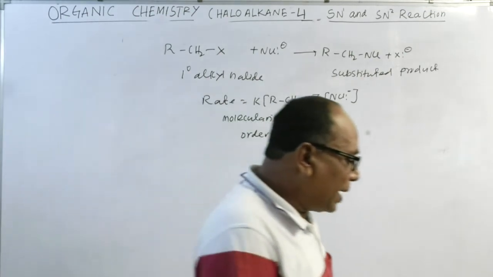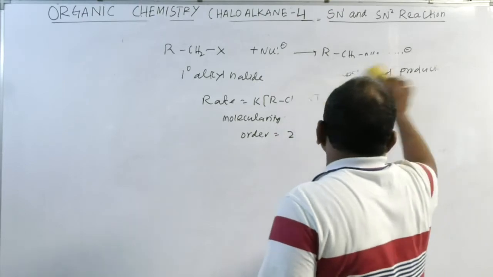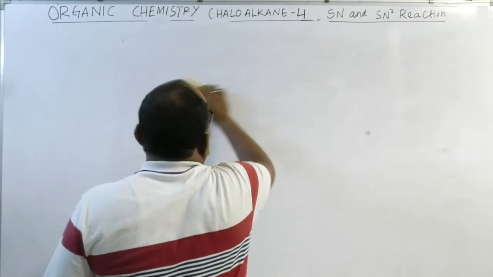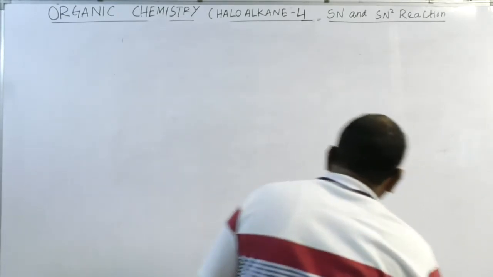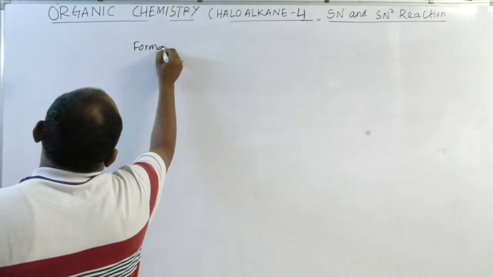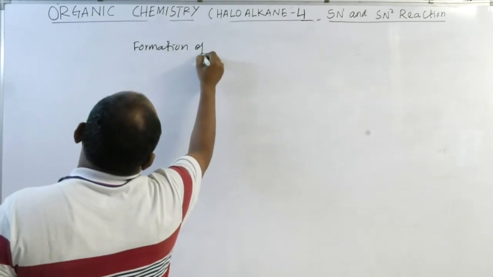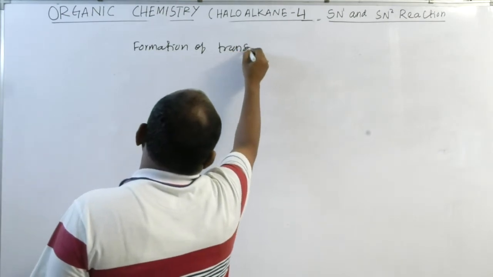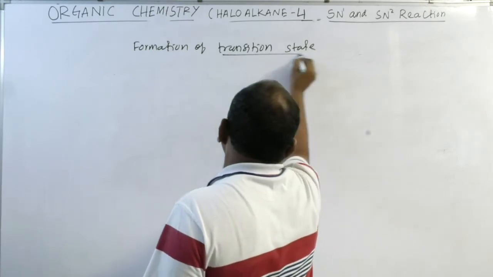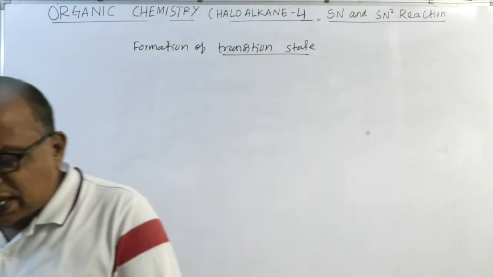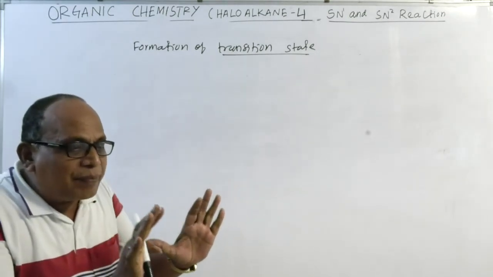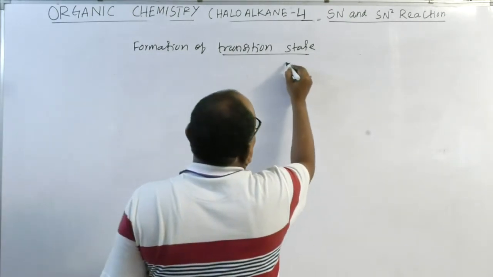Okay, so what is the mechanism of this one? The mechanism of this one consists of one step, that is formation of the transition state. What is a transition state? That is one type of intermediate.